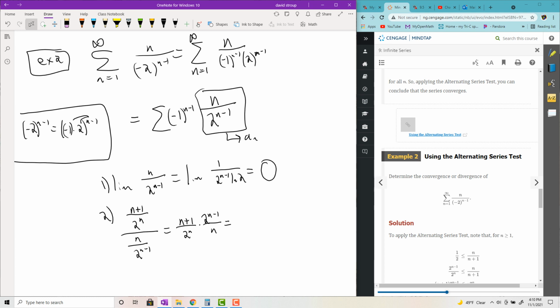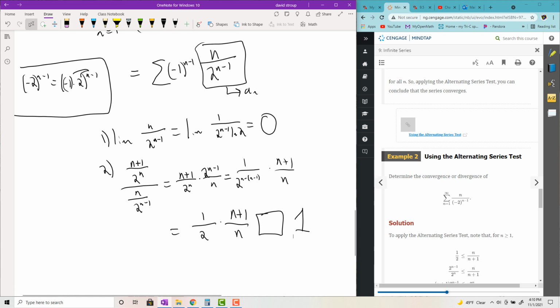This is the same thing then as you can move the 2 to the n minus 1 to the denominator and subtract. So you'd have 2 to the n minus n minus 1, so 1 all over that times n plus 1 all over n. And then that would equal 1 all over 2 to the n minus n plus 1, which is just 1/2 times n plus 1 all over n. And then you have to compare that to 1.